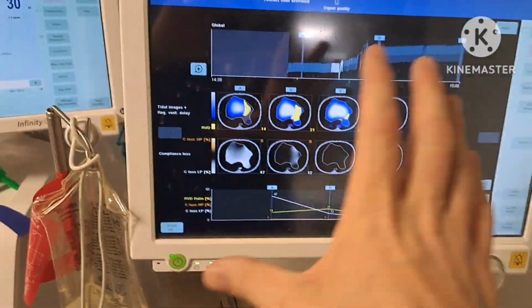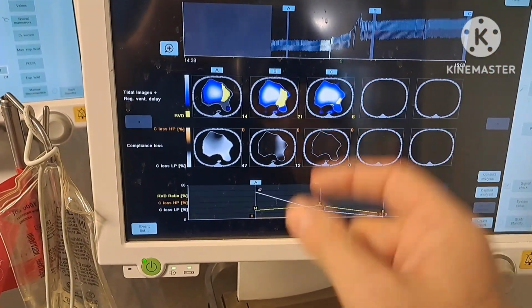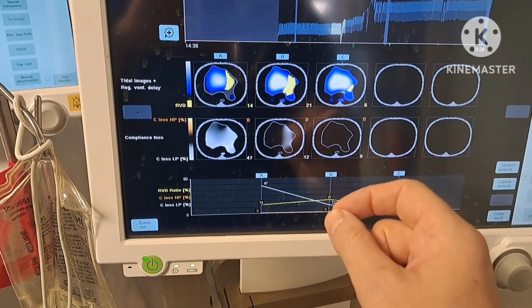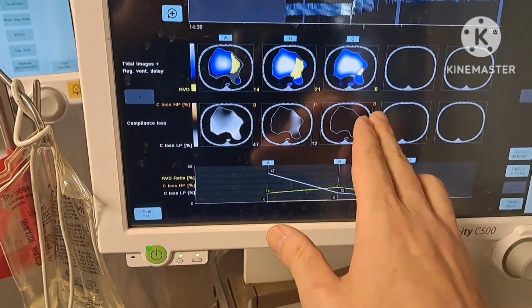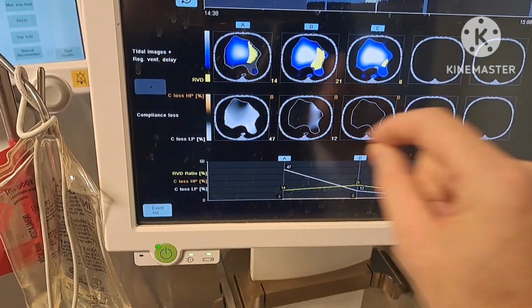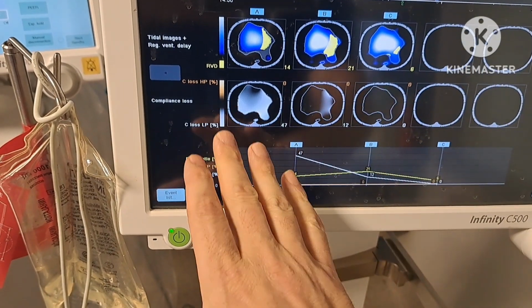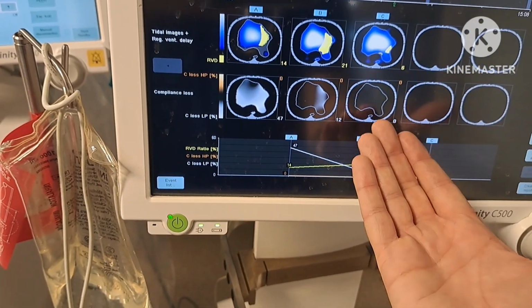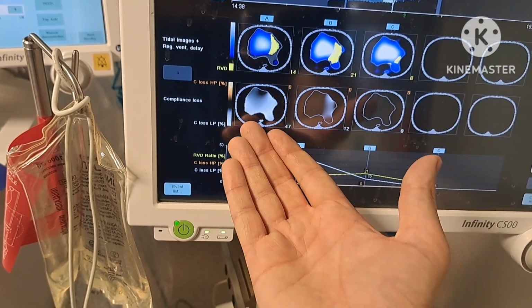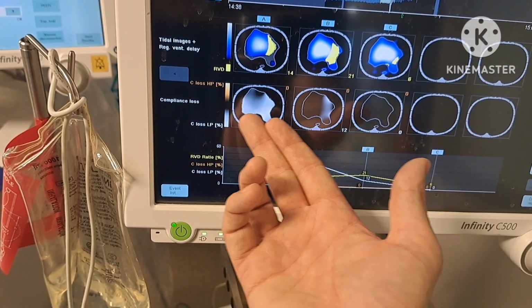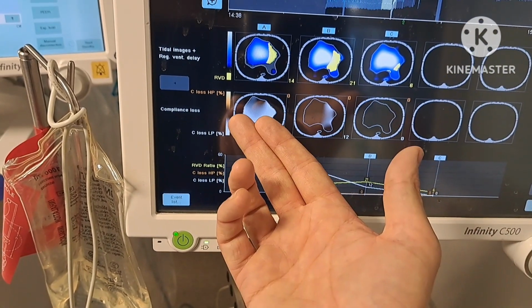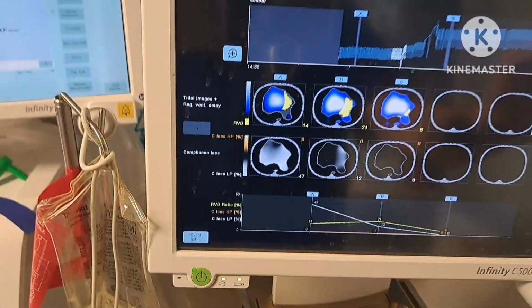This here is looking at lung compliance. If there was any over distension, it would start appearing in orange. There is 0 orange. In fact, all we have is a better lung recruitment. There's an improvement in compliance. There's no atelectasis occurring here.